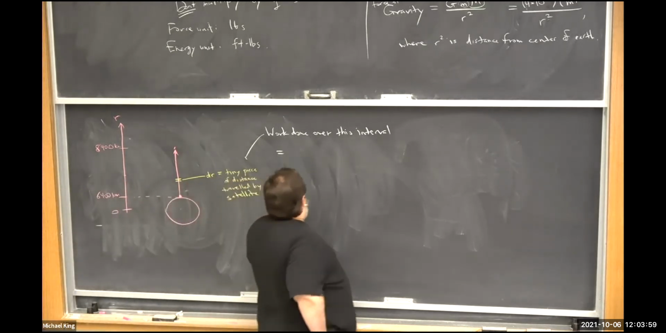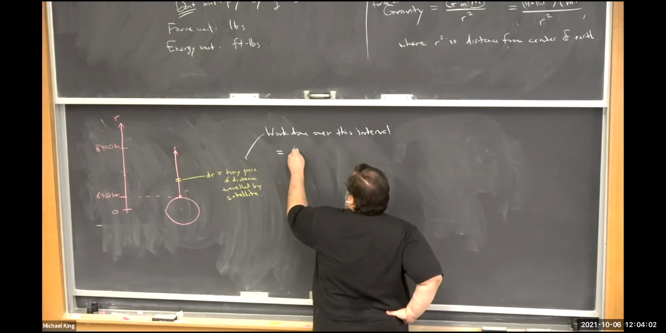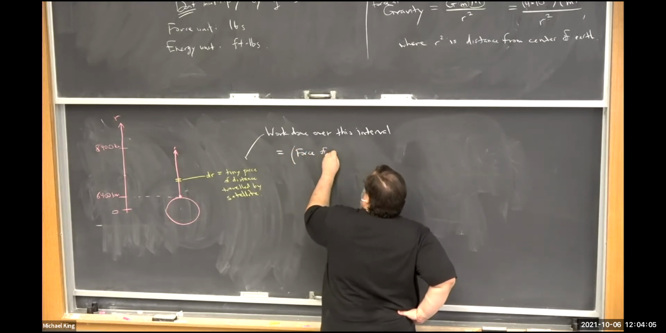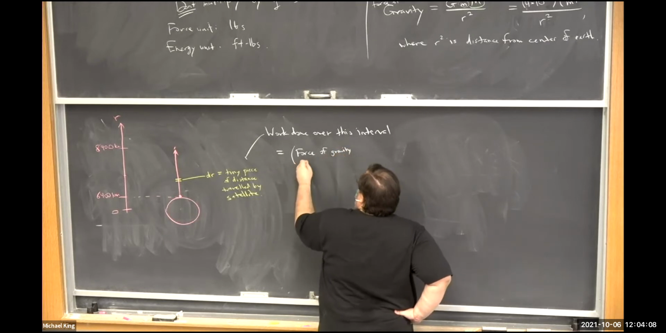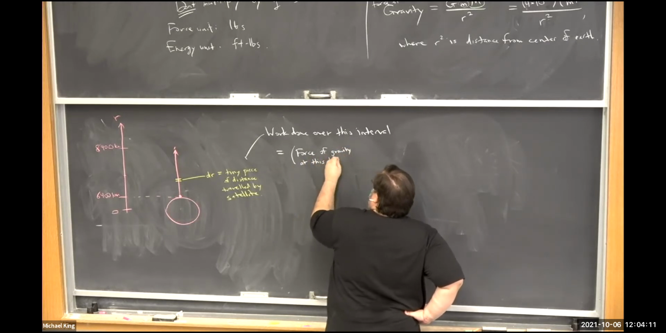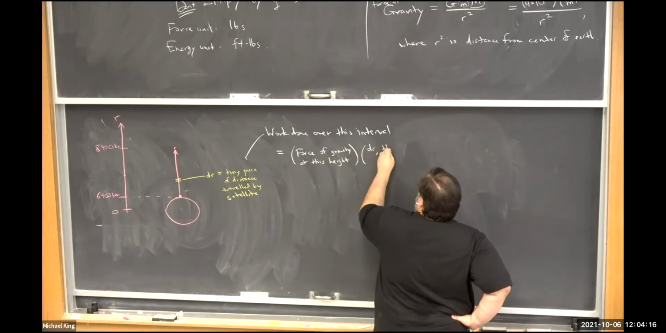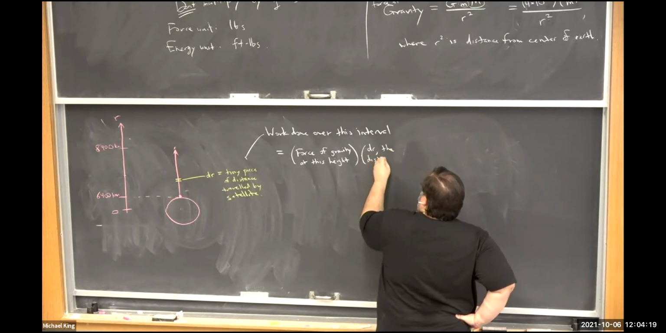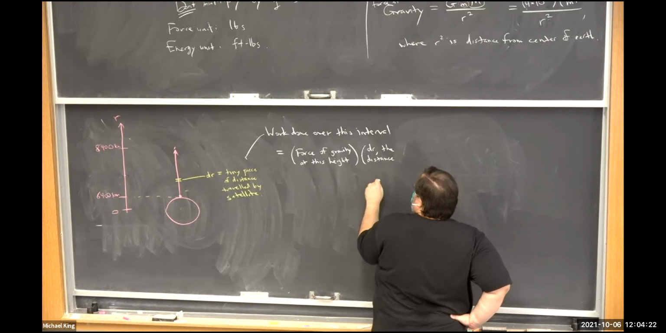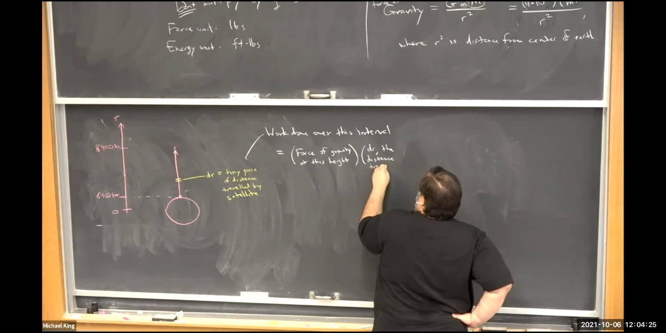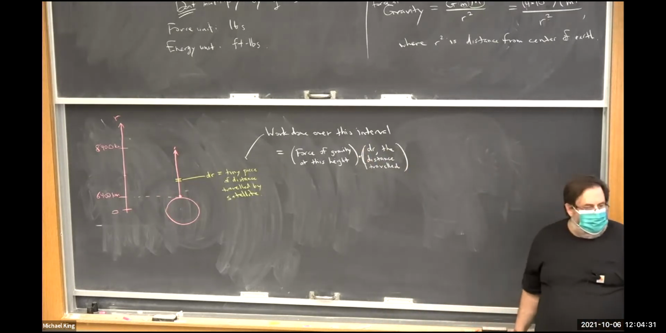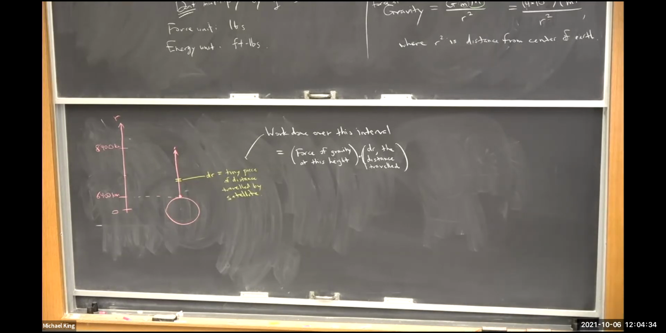So it's the force of gravity at this height times dr, the distance traveled. Right, because work is always force times distance. Does that make sense? But we know the force of gravity at this height. It's given by exactly that equation up there, right?